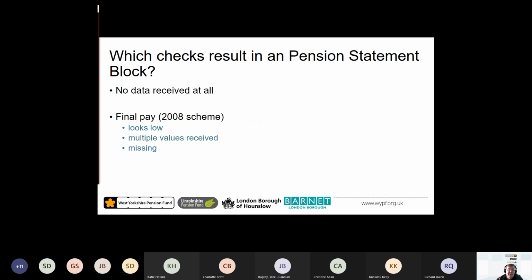Other things we'll check is the final pay. If it looks low, got multiple values, or it's missing, and they've got pre-2014 service, then we are going to query that because we can't produce their statement without that final pay.